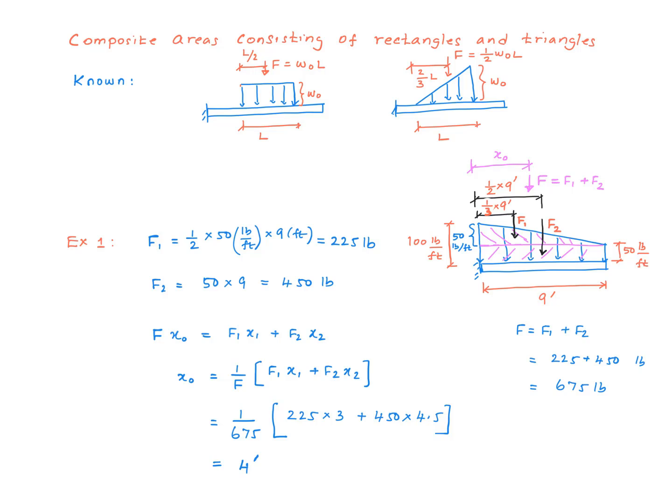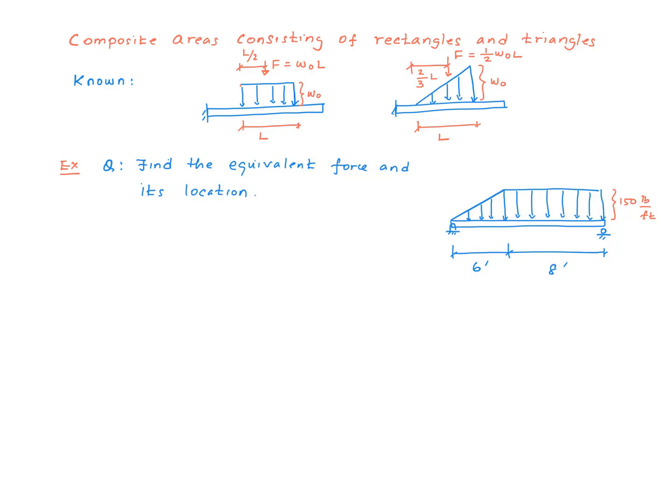And also note that the directions of F, F1, F2, they all go with the direction of the distributed load. So in this example, the distributed load acts vertically down, and therefore F1 acts vertically down, F2 acts vertically down, and therefore the resultant force F also acts vertically down. Now let's apply these principles to one more example, this one right here. So you can see this distributed load consists of a rectangle and a triangle, right? So you can treat this as a composite area, consists of a triangle and a rectangle, and our question is to find the equivalent force and its location.